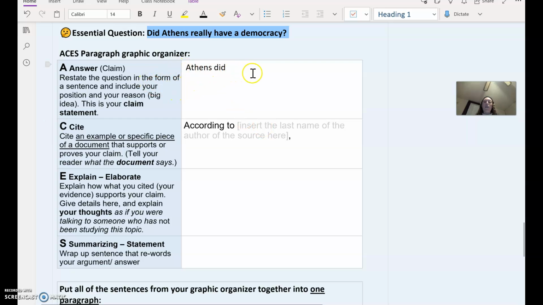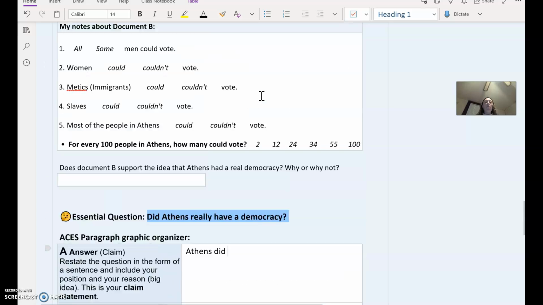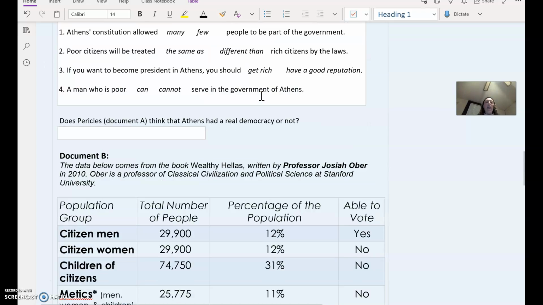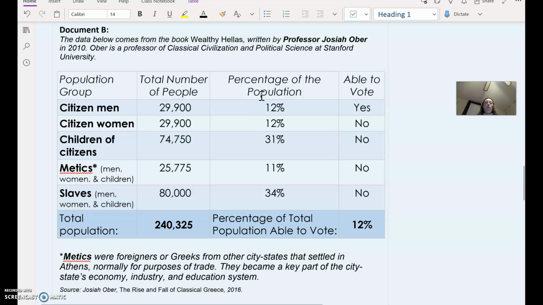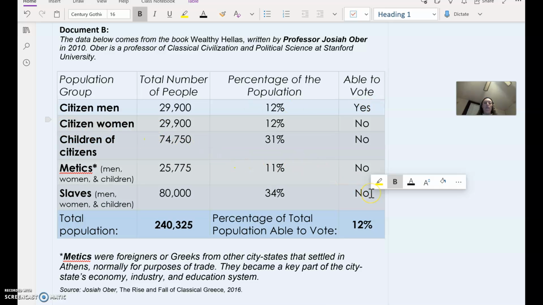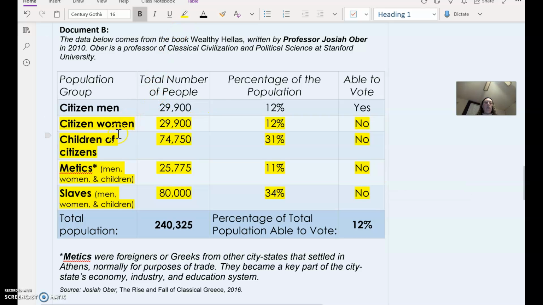So you should have your claim statement written out. It should have a because or since, some transition word like that in it with a reason. So now I'm looking for something about my reason. So if I said that Athens did not have democracy because it was not equal, then I would probably choose to use something from document B, where it talks about how men could vote, but not women, children, medics, or slaves. So maybe I want to talk about all the people that can't vote.